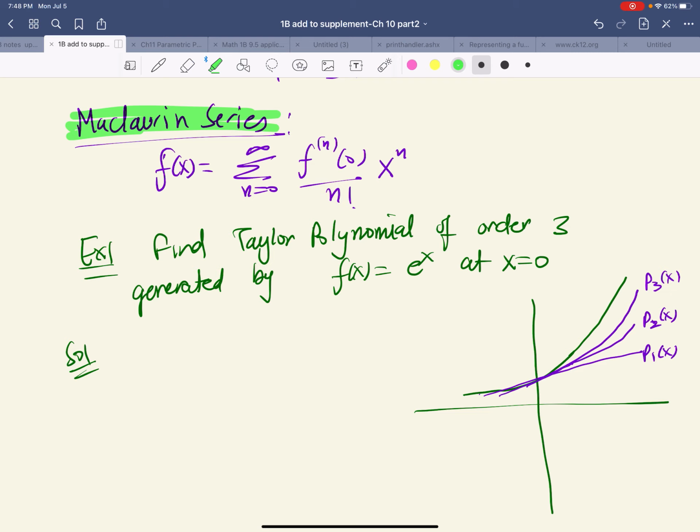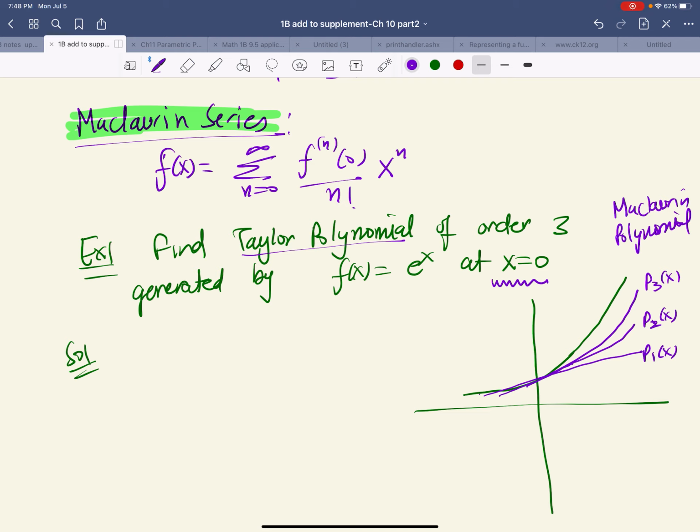Now we're going to do some examples of finding the Taylor and Maclaurin polynomials. Here, we are being asked to find the Taylor polynomial, but it is centered at 0, so it's also called a Maclaurin polynomial. Let's approximate f(x) equals e to the power x at x equals 0. We're going to write the first 3 terms only for now. So we have f(x) equals e to the power x.